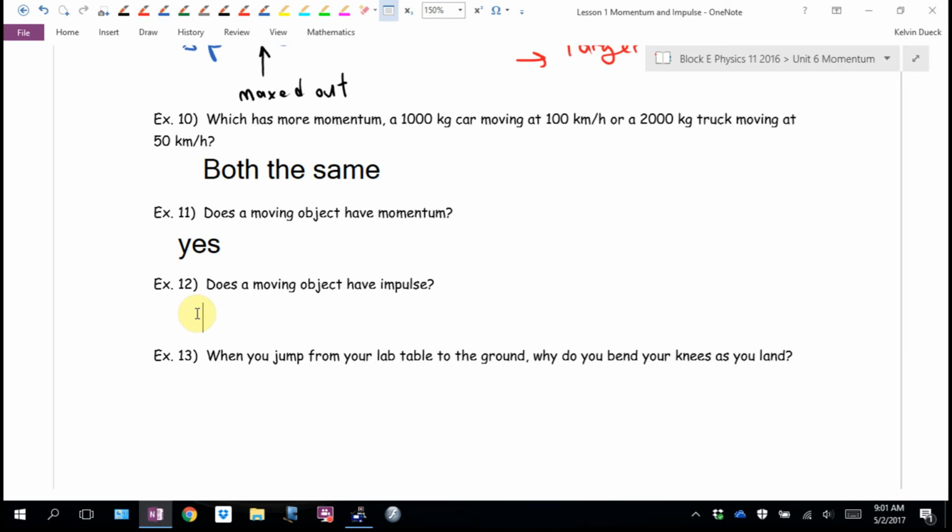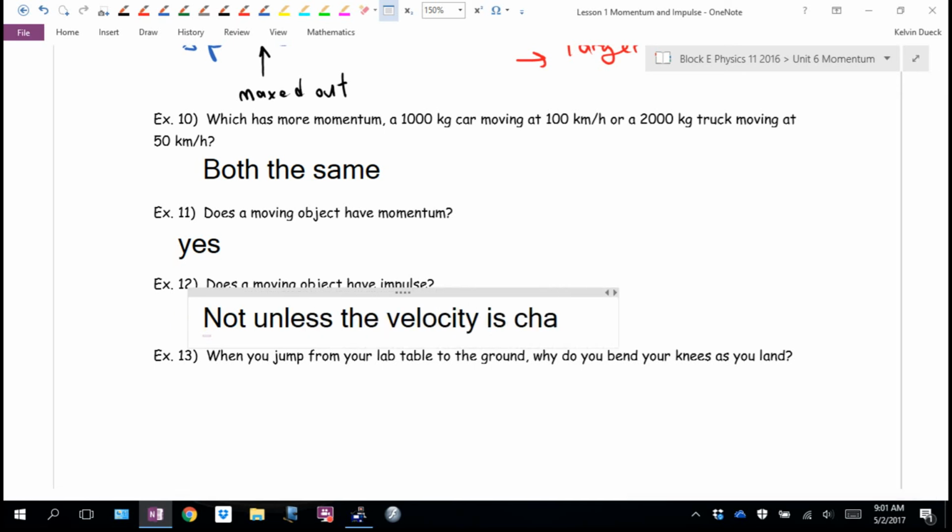Now, we are not going to look at the mass changing. Where does the mass change? Space rockets: as the fuel burns, what happens to the overall mass of the rocket? It gets smaller. That's actually a really difficult question to deal with. You really need calculus. So one way would be if the mass was changing, but the easier way would be if the velocity is changing. So does a moving object have impulse? Not unless the velocity is changing. In other words, if you're going at a constant speed, what's your impulse? 0. What's your momentum? Not 0.